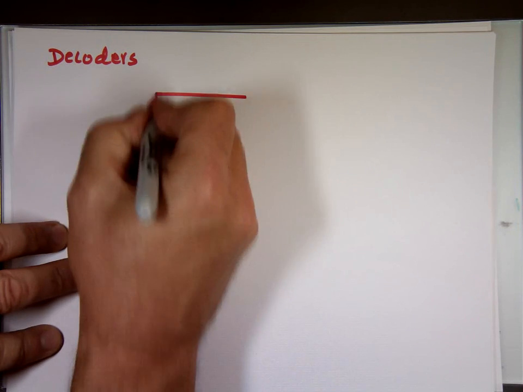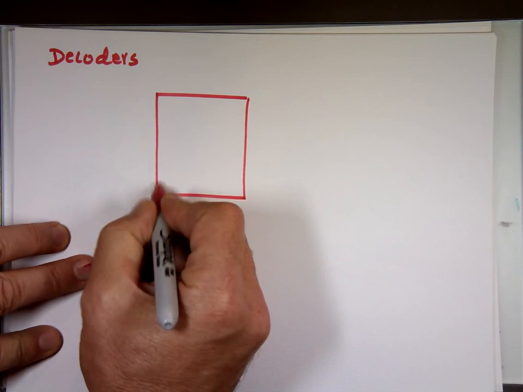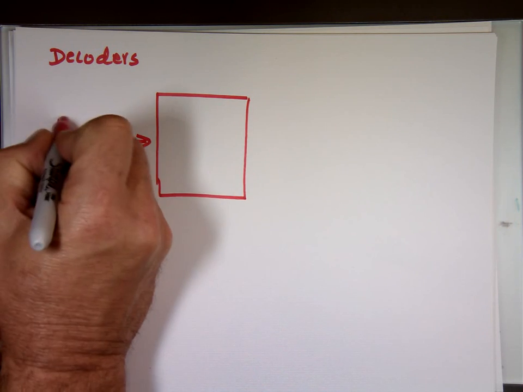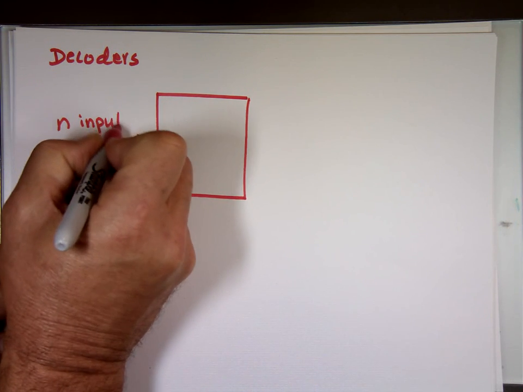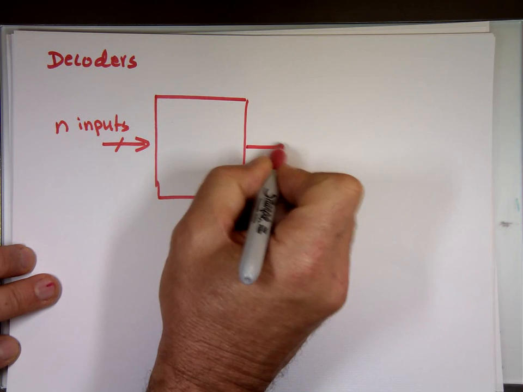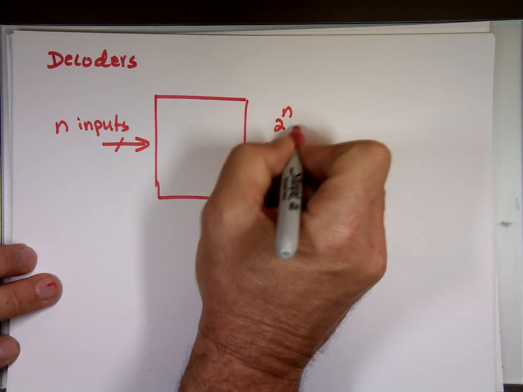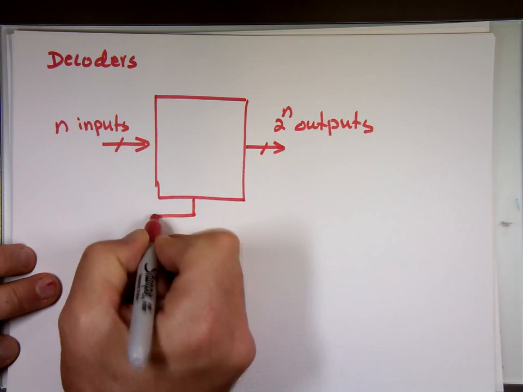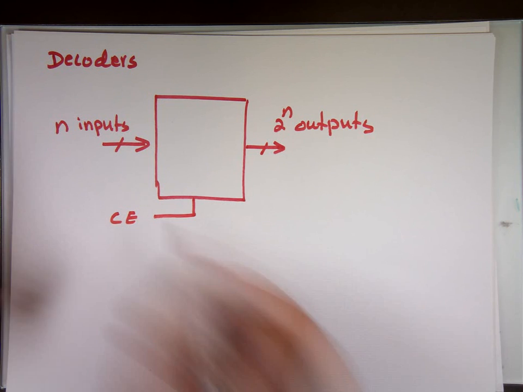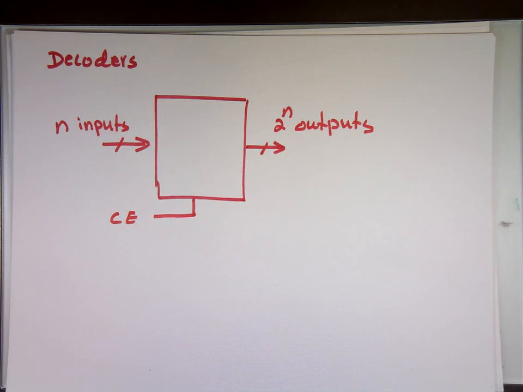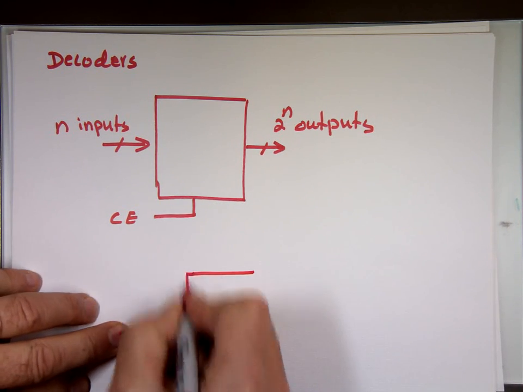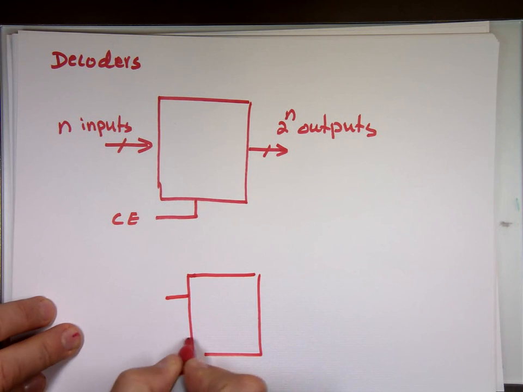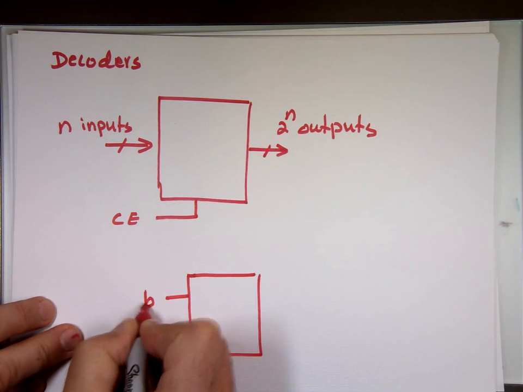If you recall quickly toward the end of the class last time, I said a decoder has n inputs and 2 to the n outputs. And it has a chip enable here, to turn that chip on and off. So I could have, for example, a 2x4 decoder. This is A and B. A is the most significant, B is the least.